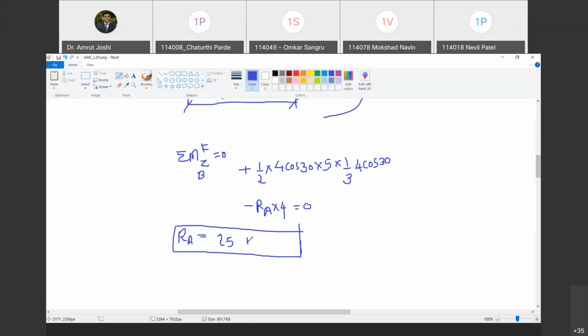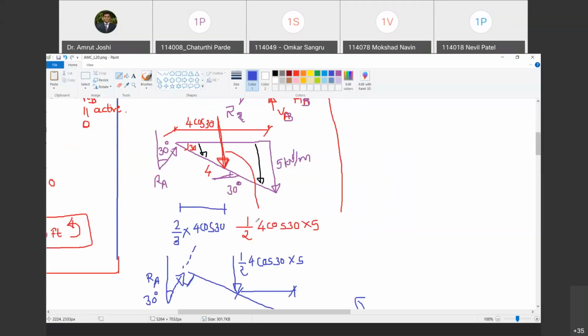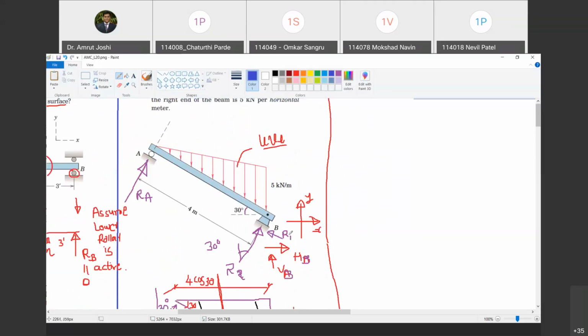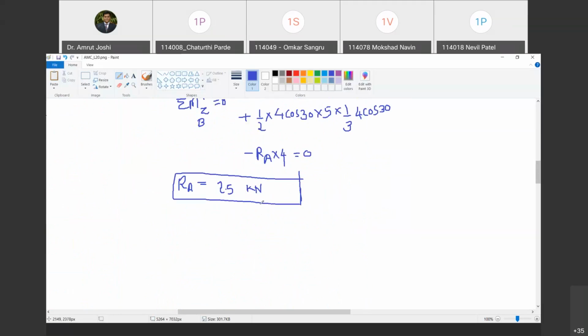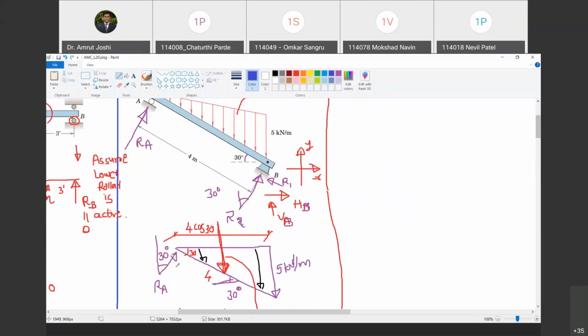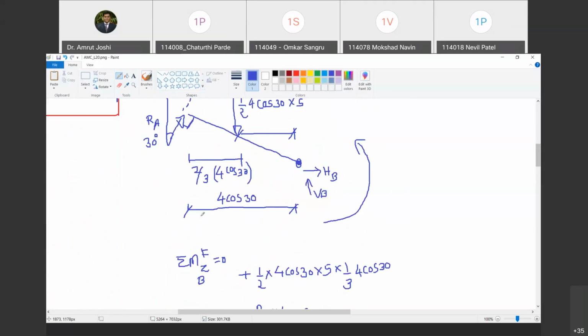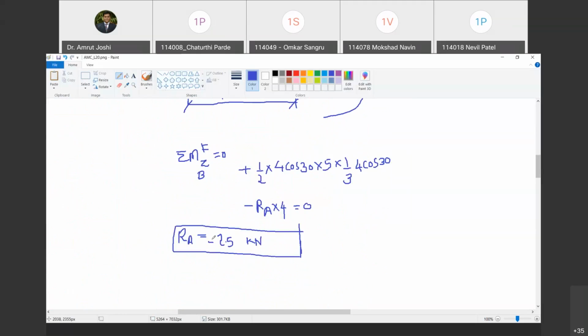What should I say? Kilonewton. Look at the units. All units are given in kilonewton per meter, so force is in kilonewton. So 2.5 kilonewton. The originally assumed sense of RA must be correct as it is positive. Do you agree with me? Yes, sir. So how do we show RA? Like this, look. This is point A. At point A, RA is pushing because the originally assumed sense is correct, and it makes an angle of 30 degrees with the vertical. All these things should be there. Are you with me? Yes, sir.